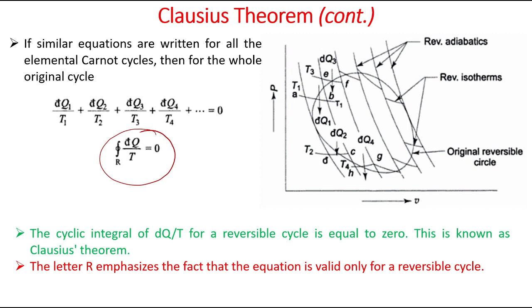What is the cyclic integral of dQ by T? dQ, as you already know, is the change in heat transfer. T is the temperature. How can we represent the cyclic integral? Listen, if you consider this cycle, this is the entire cycle. In a cycle, we divide the cycle into a number of adiabatic processes.